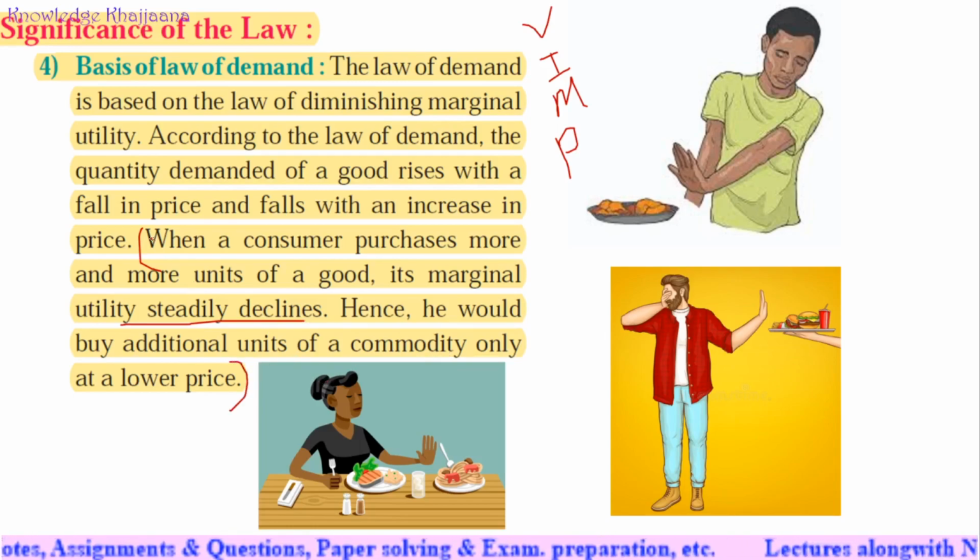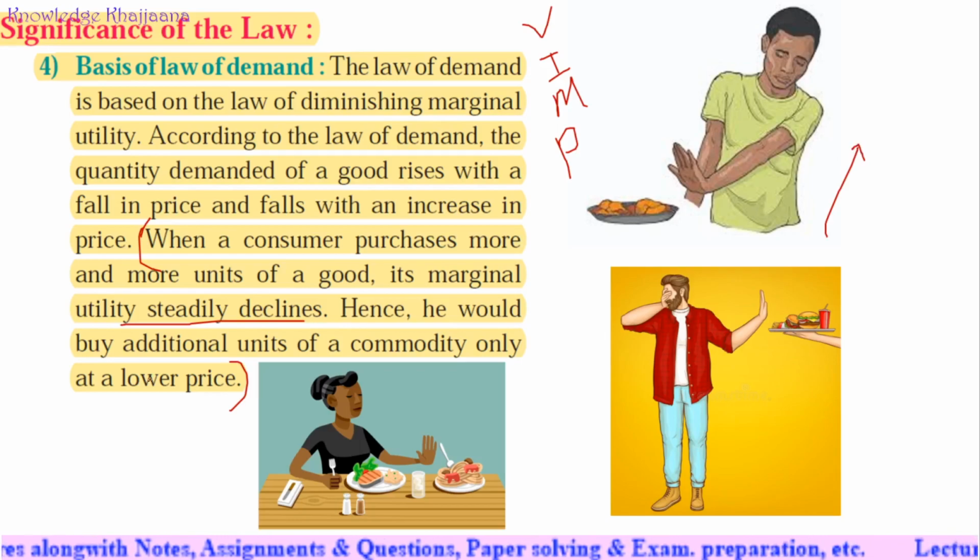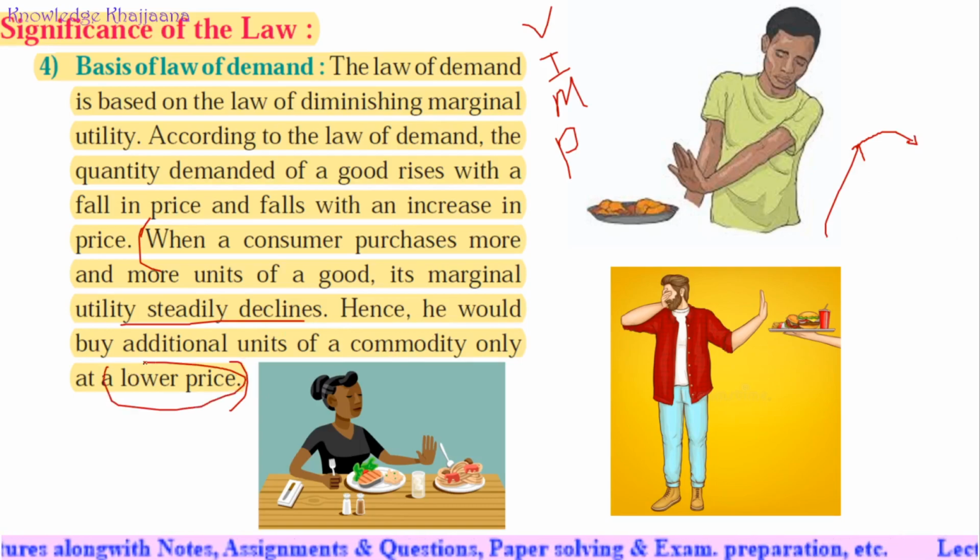Right? See, when we reach a specific level of satisfaction, the marginal utility slowly comes to declining, and we have lots of units. Then we buy additional units only at a lower price. This is called the law of demand, which we are going to learn in detail in lesson number 3.